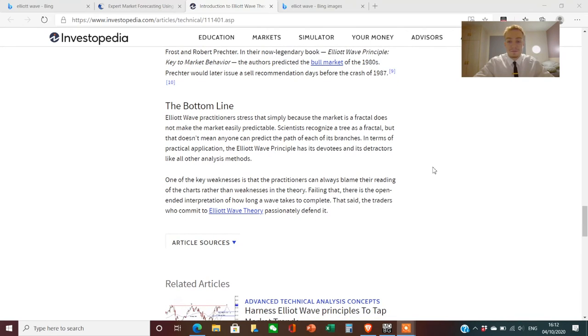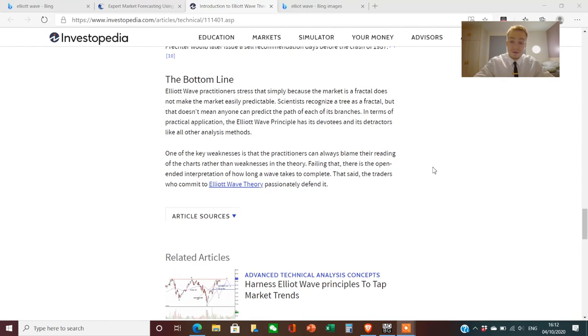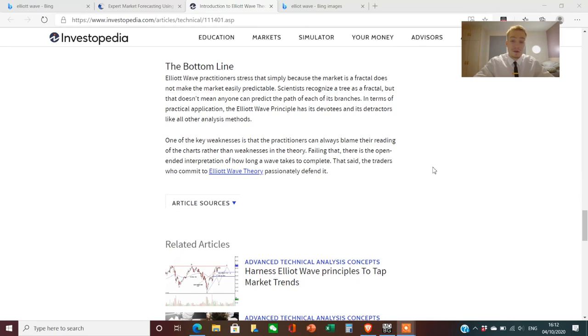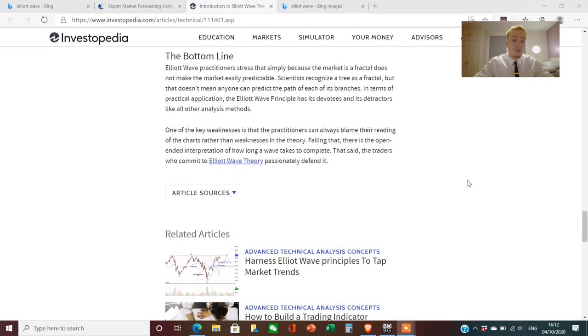Scientists recognize a tree as a fractal, but that doesn't mean anyone can predict the path of each of its branches. In terms of practical application, the Elliott Wave principle has its devotees and its detractors like all other analysis methods. One of the key weaknesses is that the practitioners can always blame their reading of the charts rather than weakness in the theory. Failing that, there is the open-ended interpretation of how long the wave takes to complete. That said, the traders who commit to Elliott Wave theory passionately defend it.